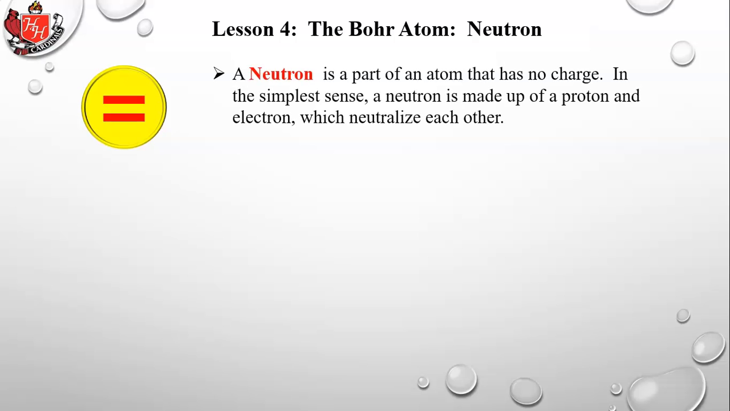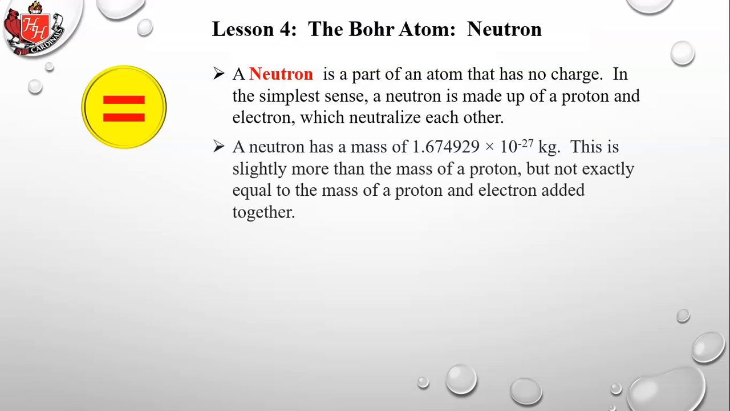Finally, a neutron is a part of an atom that has no charge. In the simplest sense, a neutron is made up of a proton and an electron, which neutralize each other. They cancel each other out, basically, and give the neutron no charge. A neutron has a mass, you can see it there, it's just about the same as a proton. We treat it as though it's exactly the same as a proton for our purposes. This is slightly more than the mass of a proton, but not exactly equal to the mass of a proton and an electron added together.